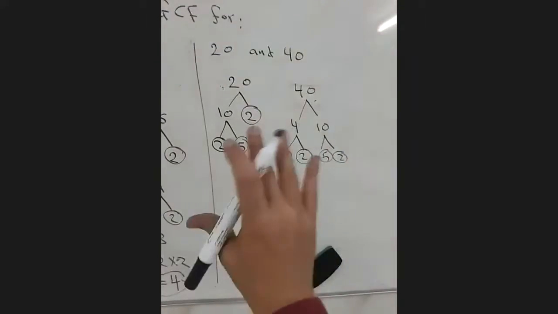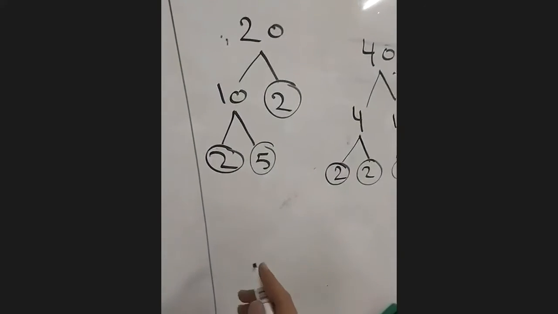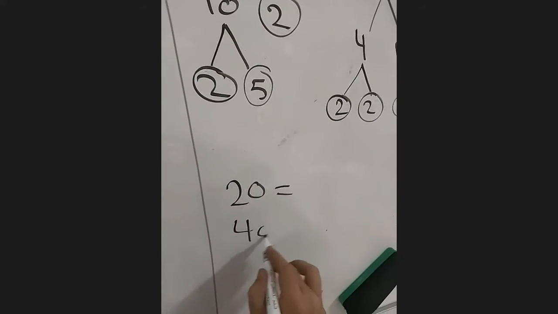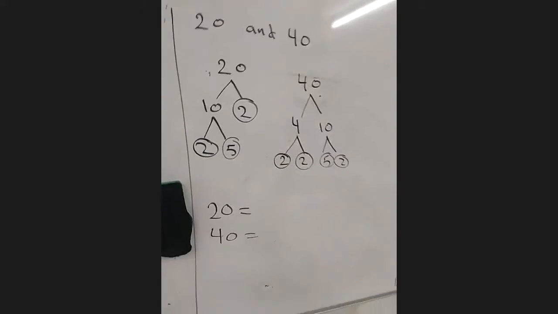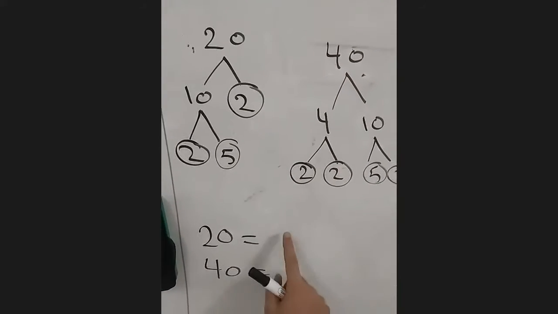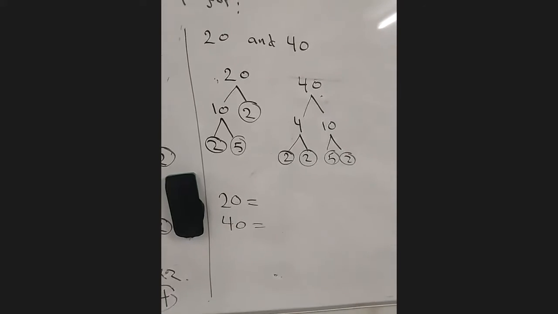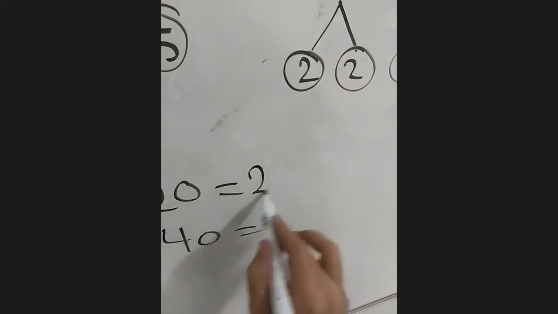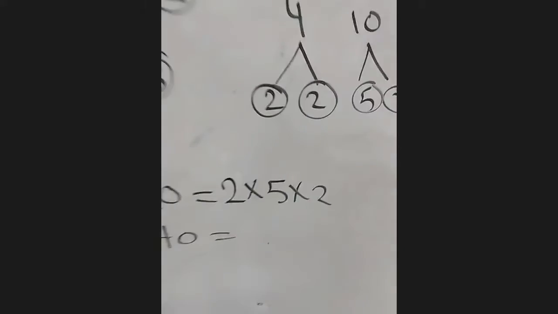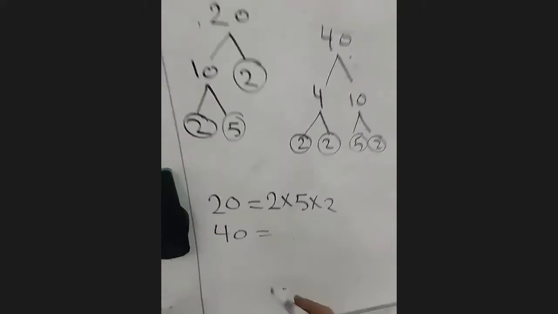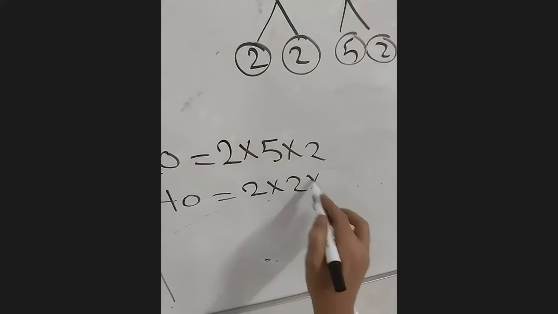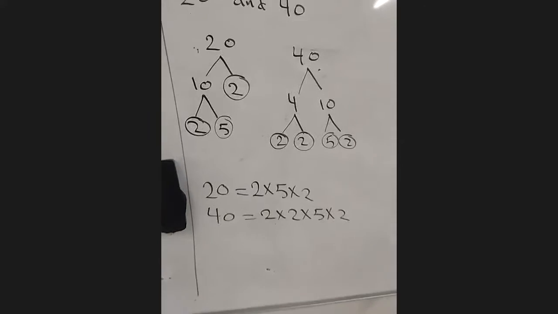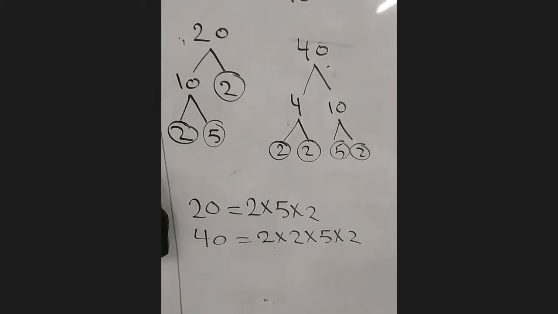Good. After I finish, I will write the numbers down with multiples, right? 20 equals, and 40 down of it equals, right? Yeah. Now, what does the 20 equal? What are the numbers here? I'll multiply the circled numbers: 2 multiply 5 multiply 2, right? Yeah. Good. What are the numbers for the 40? These numbers down: 2 by 2 by 5 by 2. Multiply 5 multiply 2, right? Yeah, correct.